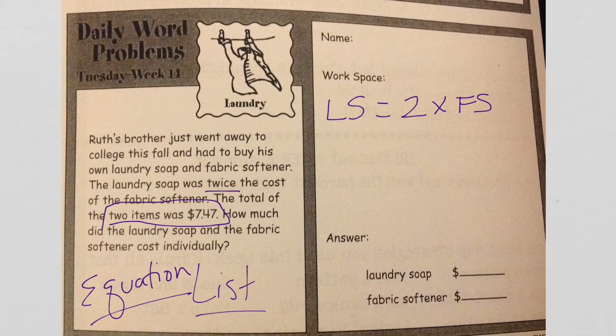It's the quickest way. And so really I need to think about, okay, fabric softener, how much is that going to be? Now the other clue that they gave me was that together, laundry soap plus the fabric softener, that's going to equal $7.47. All right, so in addition to making my list and looking at my equation, I'm going to do a little bit of guess and check here, okay?